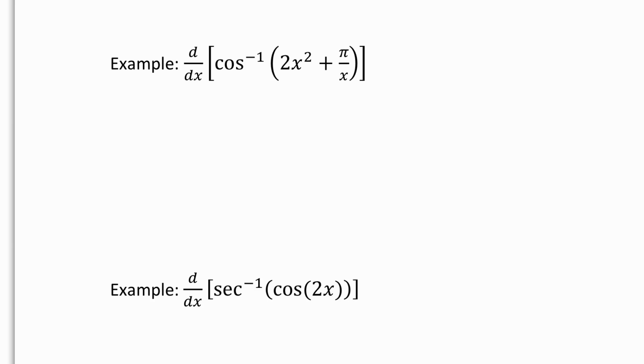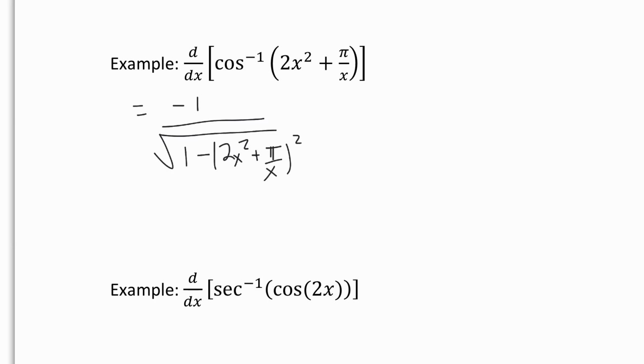Let's go ahead and try some more complicated inverse trig problems. Here we have the derivative of cosine inverse of 2x squared plus pi over x. Using our rule, we're going to have negative 1 over the square root of 1 minus that whole inside, 2x squared plus pi over x, squared, times the derivative of 2x squared, which will be 4x. And this we should probably write as pi x to the minus 1, so that'll be subtract pi x to the minus 2, using, of course, the chain rule when we do the derivative.